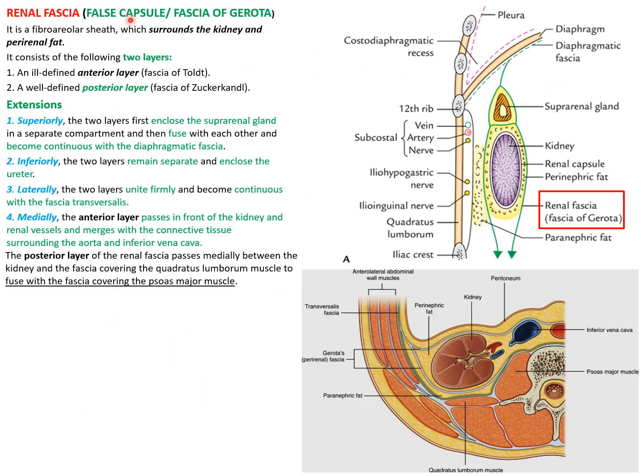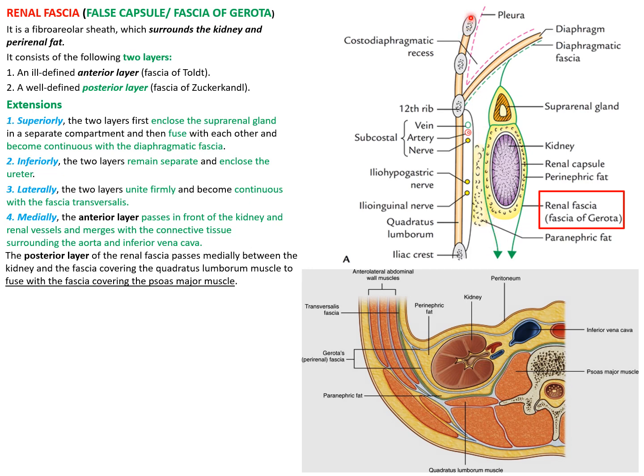Renal fascia, false capsule, or fascia of Gerota. The renal fascia surrounds the kidney and the perinephric fat. The one in green is renal fascia. The renal fascia is a fibroalveolar sheath which surrounds the perinephric fat.